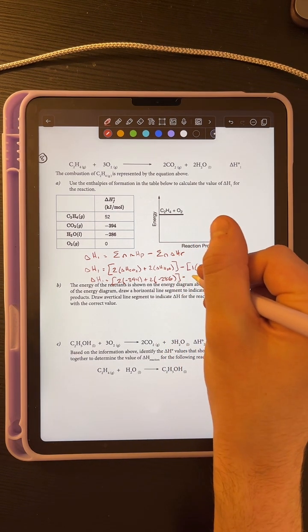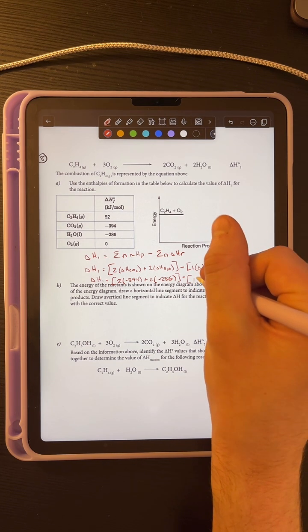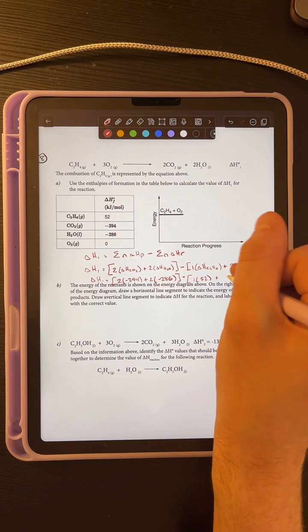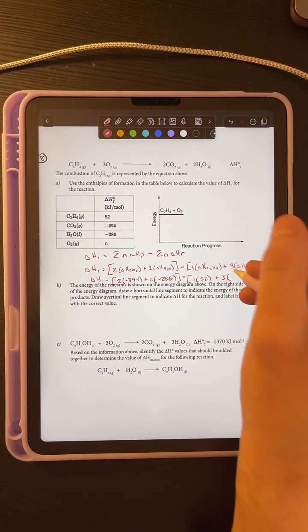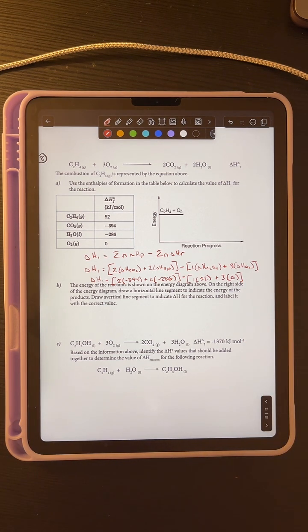Close that bracket, and all of that is going to be subtracted by 1 times the 52, plus 3 times, and then oxygen is 0. Why is it 0? Well, it's in its elemental form. So I ran out of room. They didn't give me a lot of space in this one.